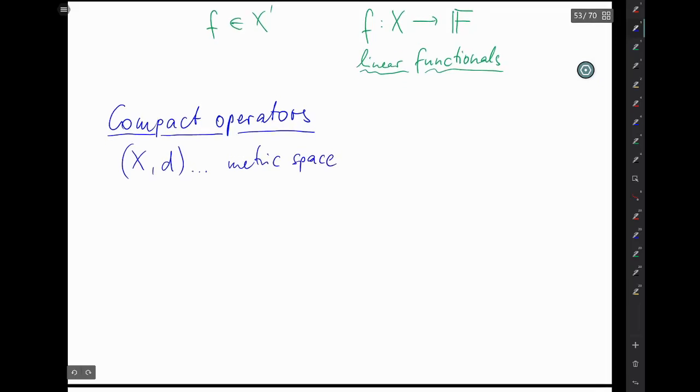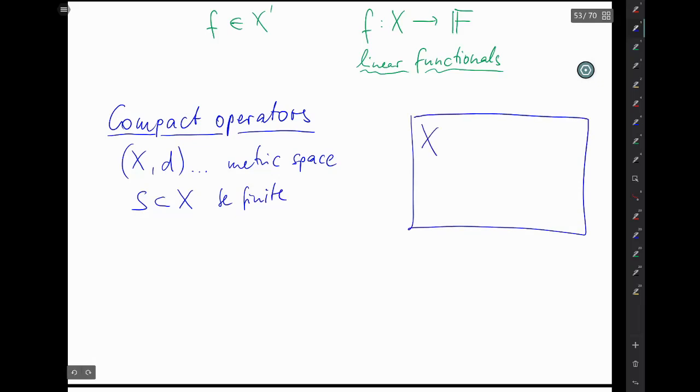And let's look at, for simplicity, a finite subset S of X. Okay, so just for example, if this is our space X and here's our subset S, then we could say that our set S consists of just three elements. There's the red element, the blue element, and the black element.